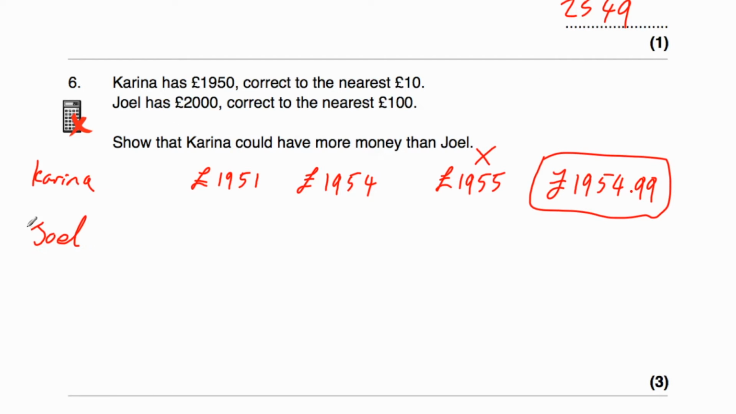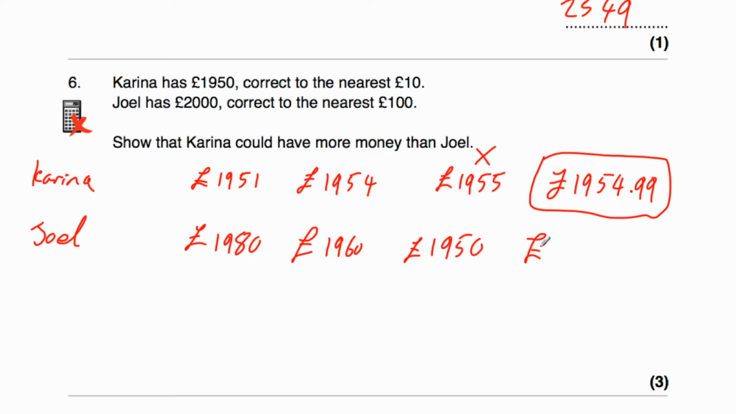Joel. So now let's consider the lowest possible amount of money that Joel could have. His amount of money has been rounded to the nearest £100. So we want to consider numbers that round to 2,000 to the nearest 100. So he could have £1,980. That would round up to 2,000 if we rounded it to the nearest 100. He could have lower amounts. He could have £1,960. He could even have £1,950, because that would round up to the nearest 100 to be 2,000.